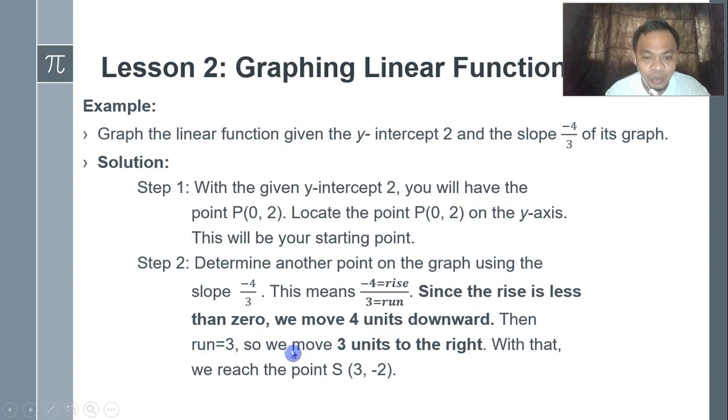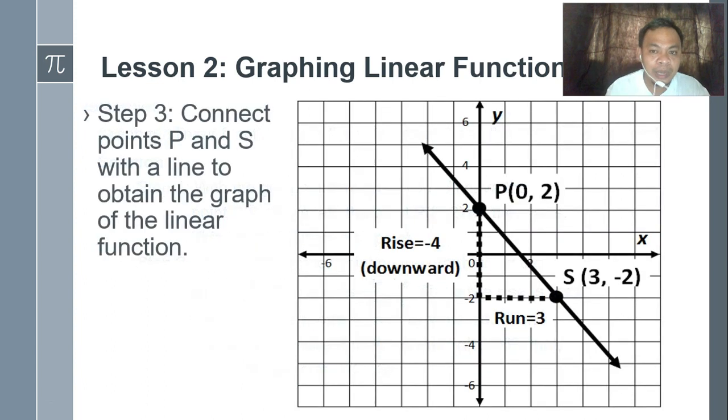So we move 3 units to the right. With that, we reach the point S, which is 3 and negative 2. Okay, so ito, para mas maintindihan po natin, we have here the graph. Connect point P and S with a line to obtain the graph of the linear function.